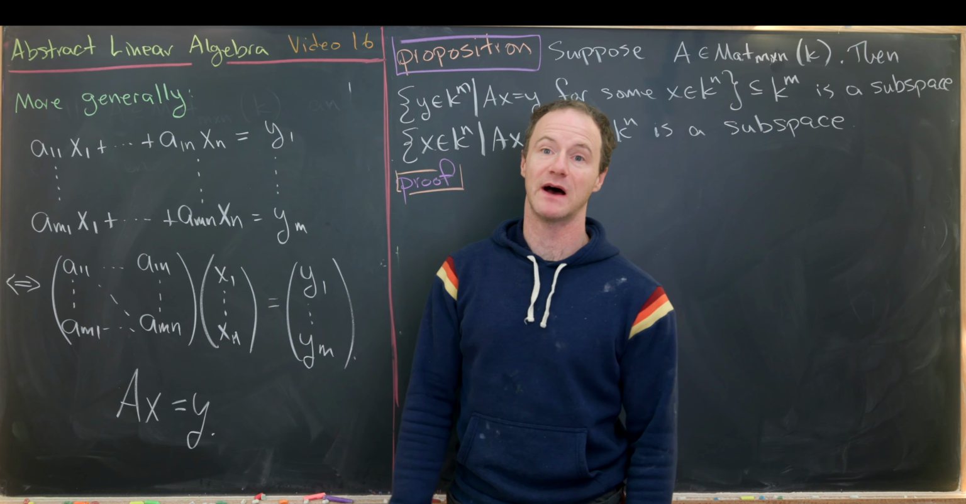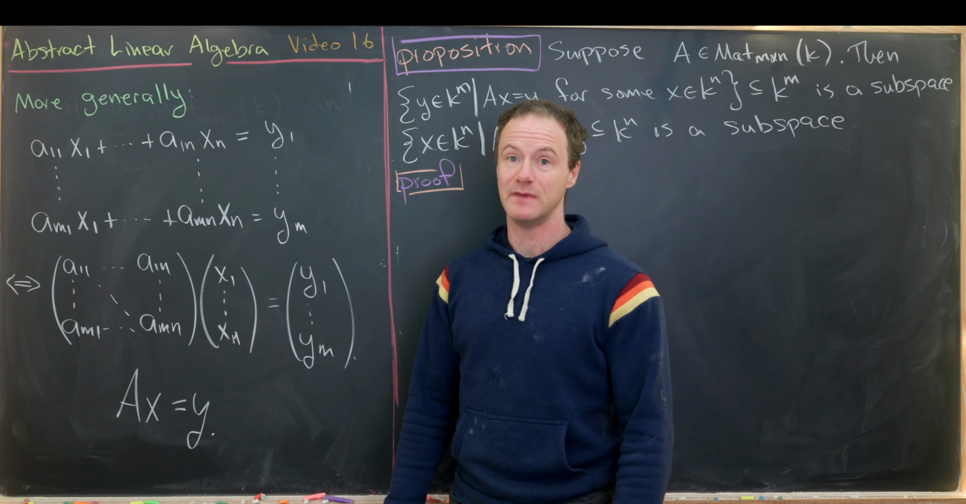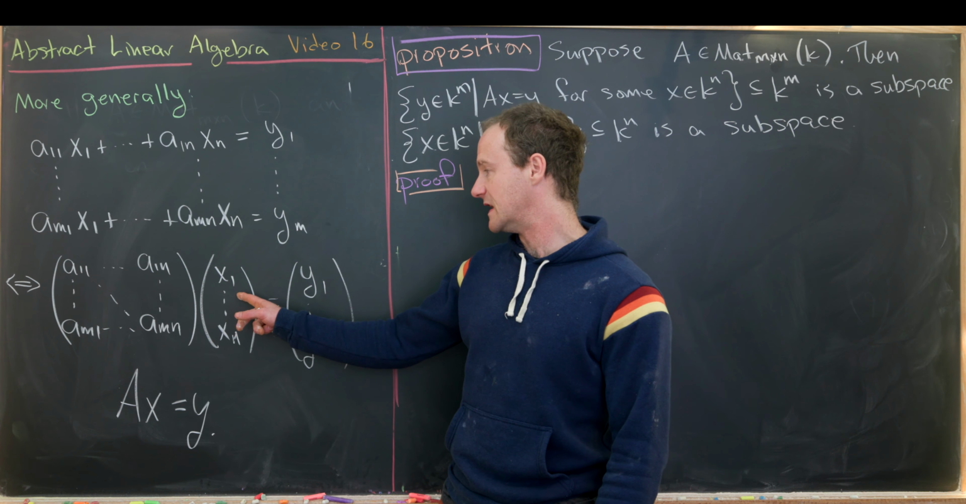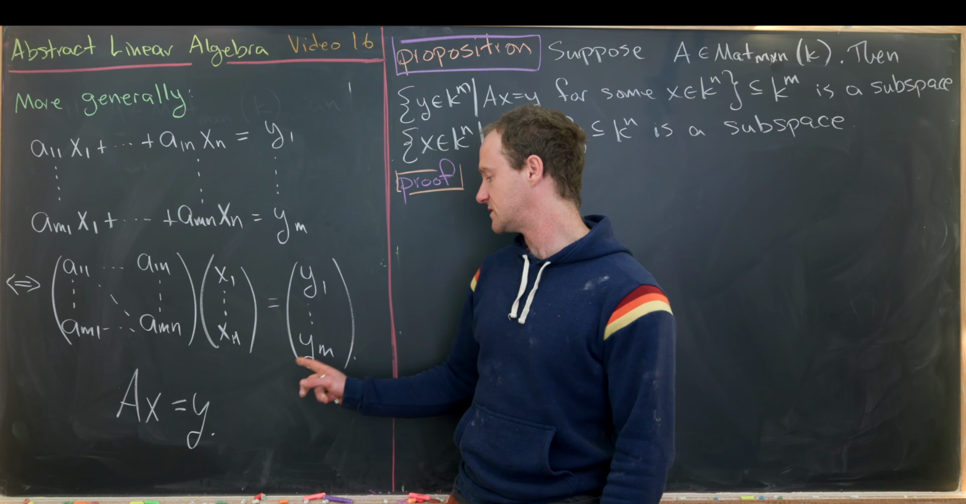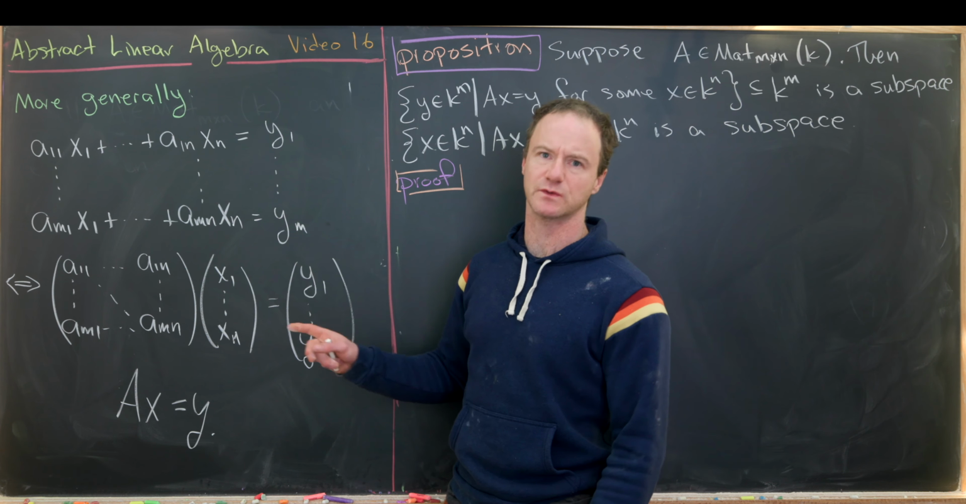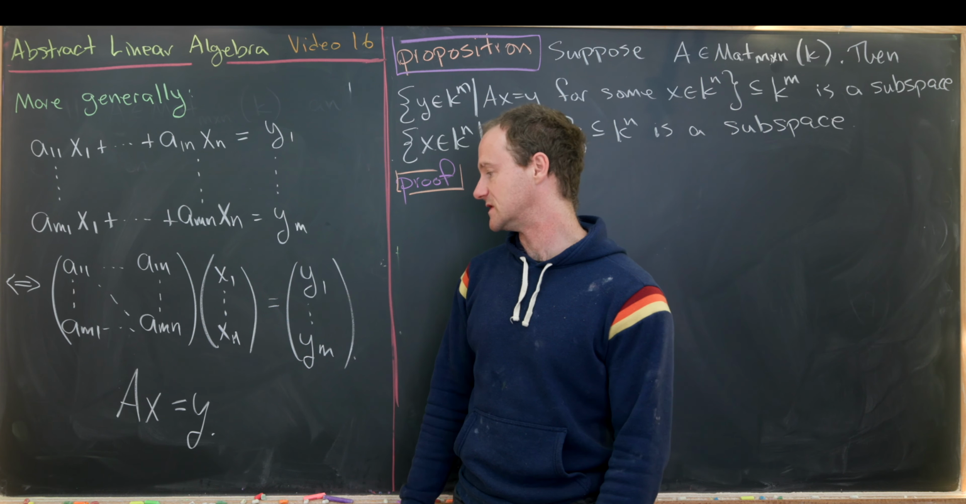There are m by n. That's an m by n matrix, so there are m times n entries. Then here we have an n-dimensional vector made up of the unknowns, and an m-dimensional vector over here made up of the numbers, which are kind of the solutions to each of these equations.